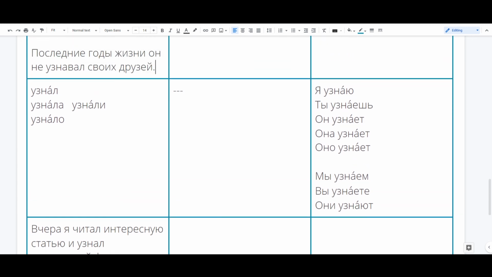Now, just like any other perfective verb, the verb узнать doesn't have the present tense. And this form, я узнаю, ты узнаешь, means actually future. Я узнаю, ты узнаешь, он узнает, она узнает, оно узнает, мы узнаем, вы узнаете, они узнают. All right.